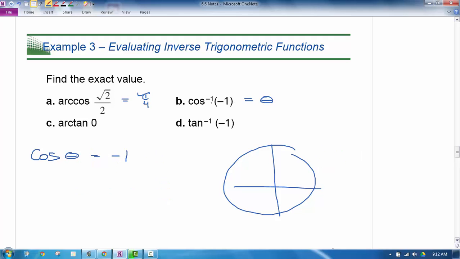Next one, I'll call this equal to theta because inverse trig functions are always angles. And then I can write cosine of theta equals -1. And so where does the cosine equal -1? Well, that'd be here at pi. So the answer to this, the angle we're looking for, is pi.